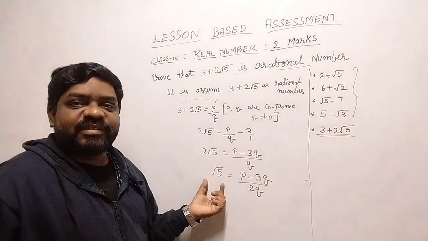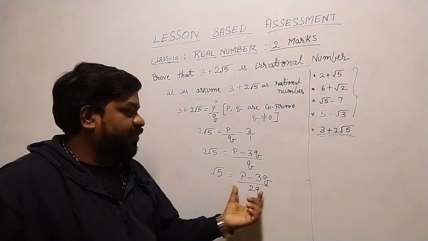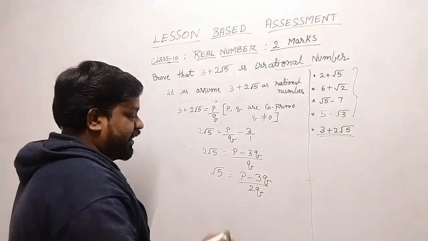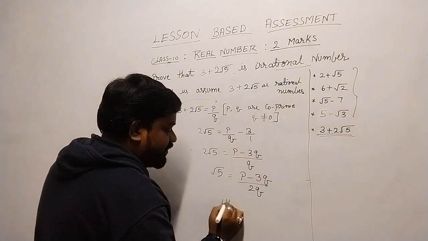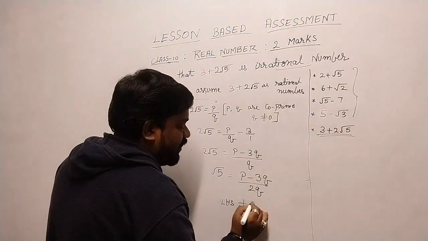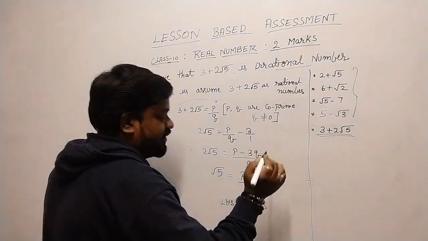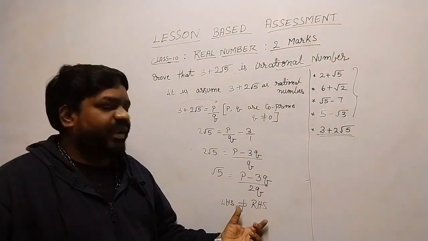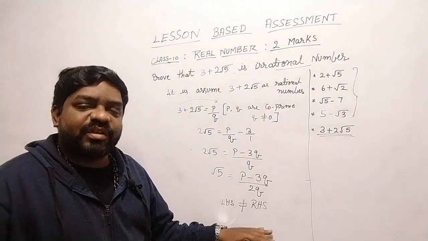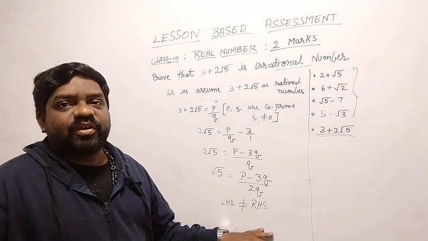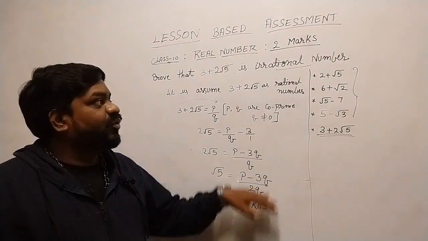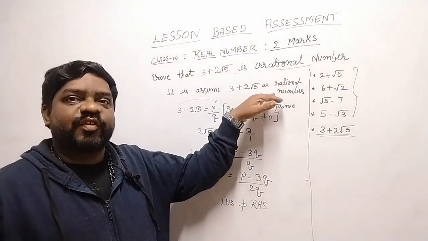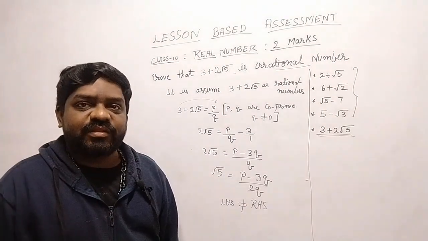Now LHS is an irrational number and RHS is rational. So LHS is not equal to RHS. After this, conclude the sum by writing the statement. This contradiction occurs due to our wrong assumption. Therefore, 3 plus 2 root 5 is an irrational number.